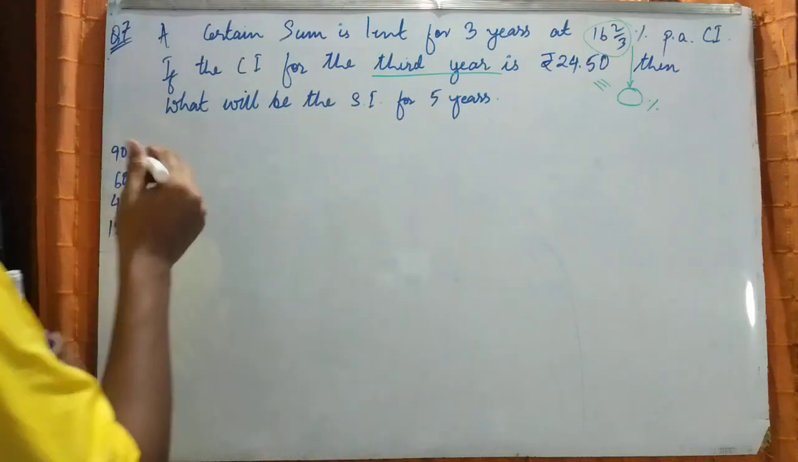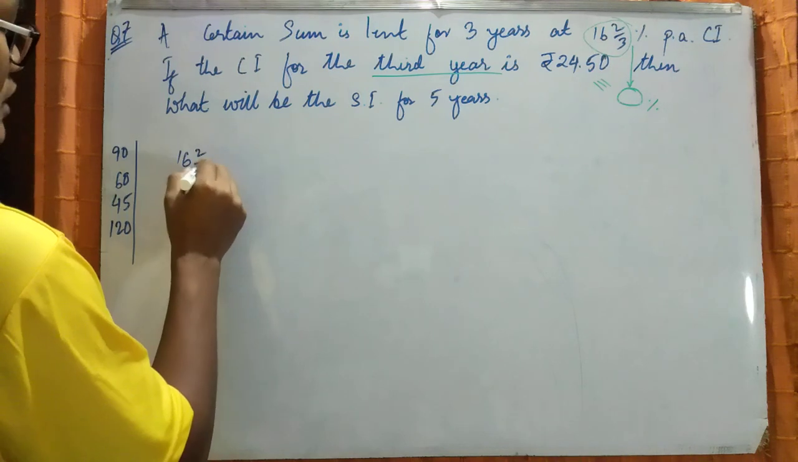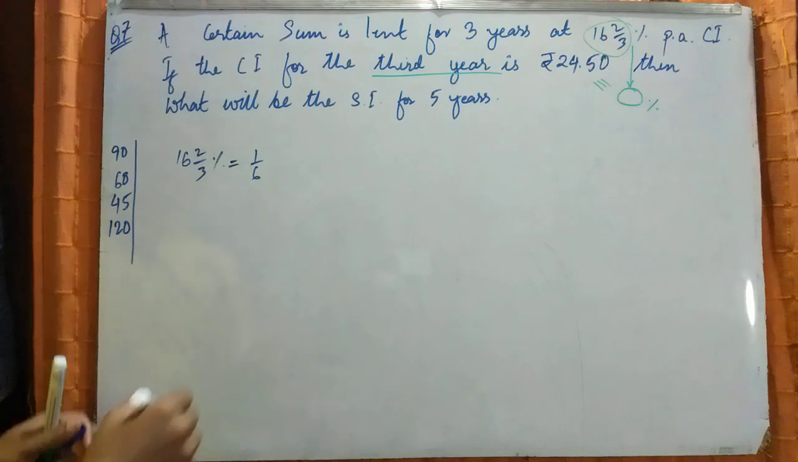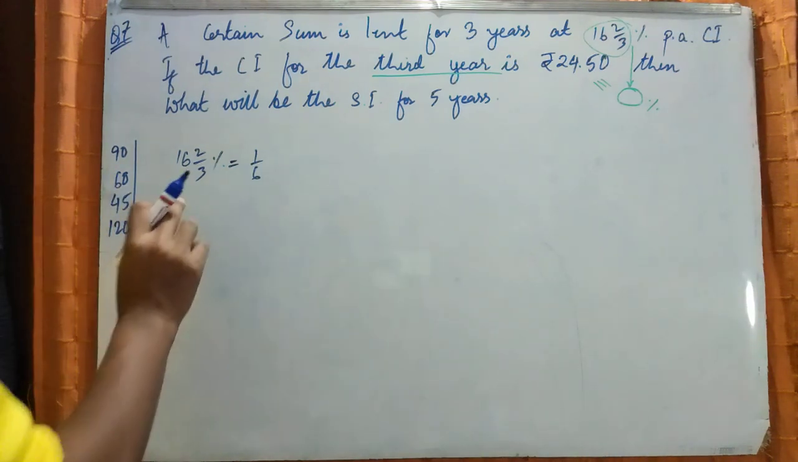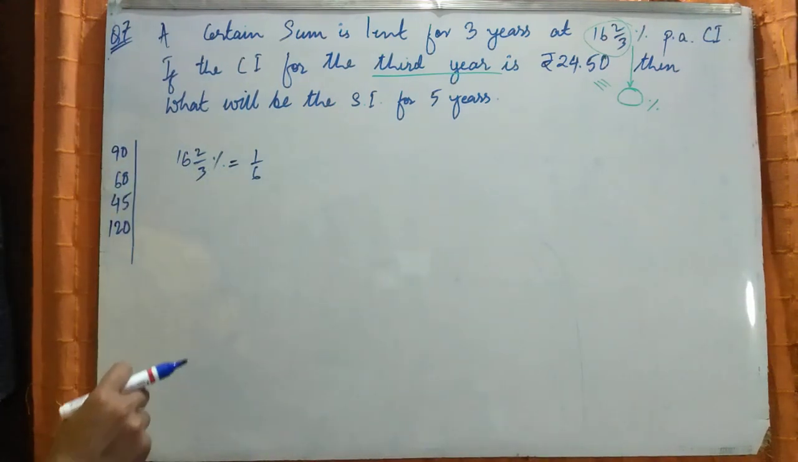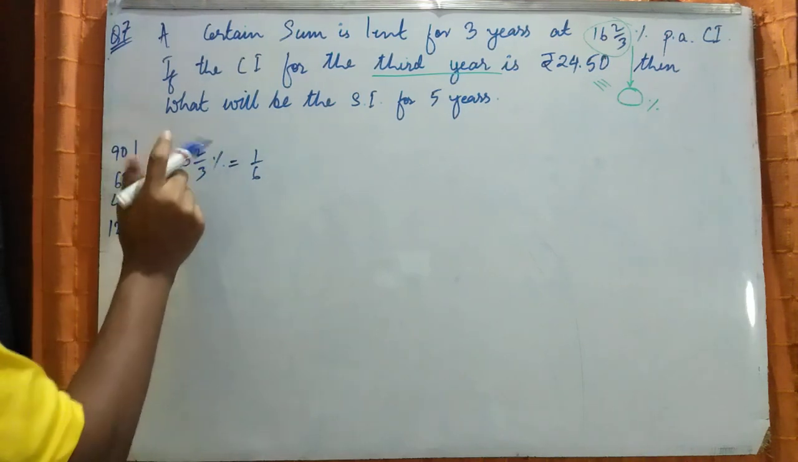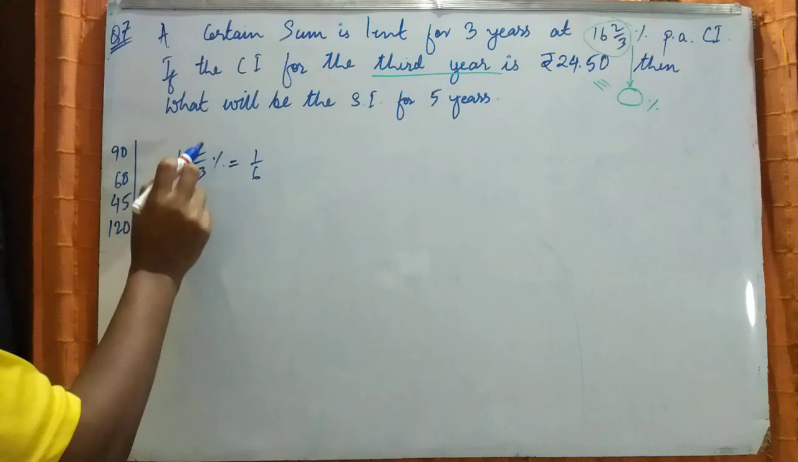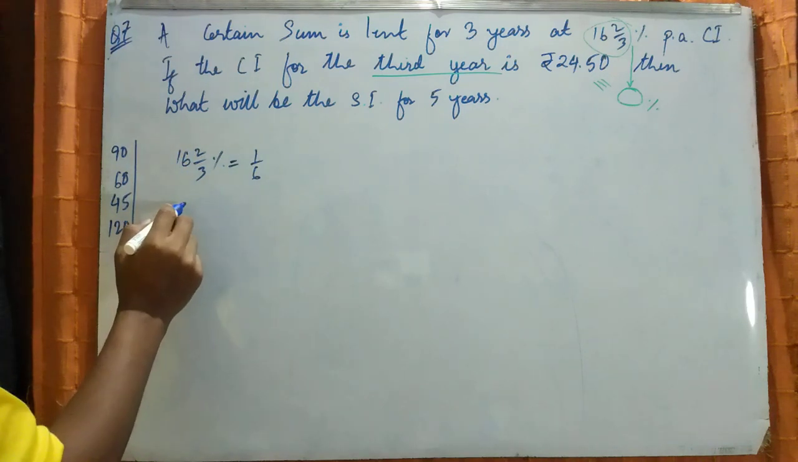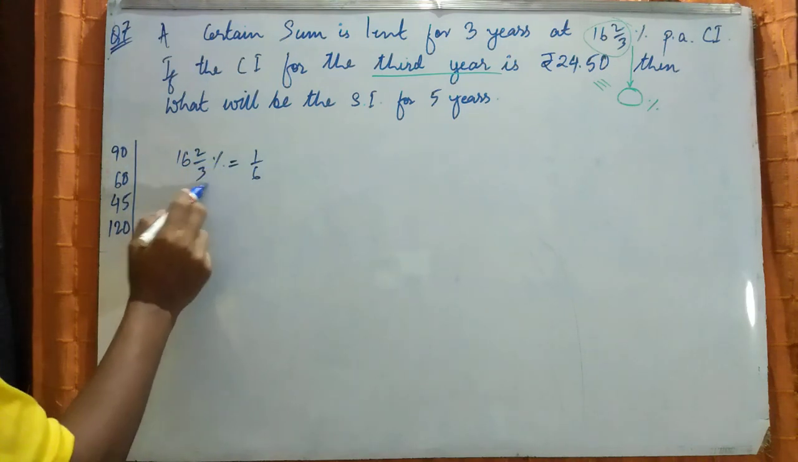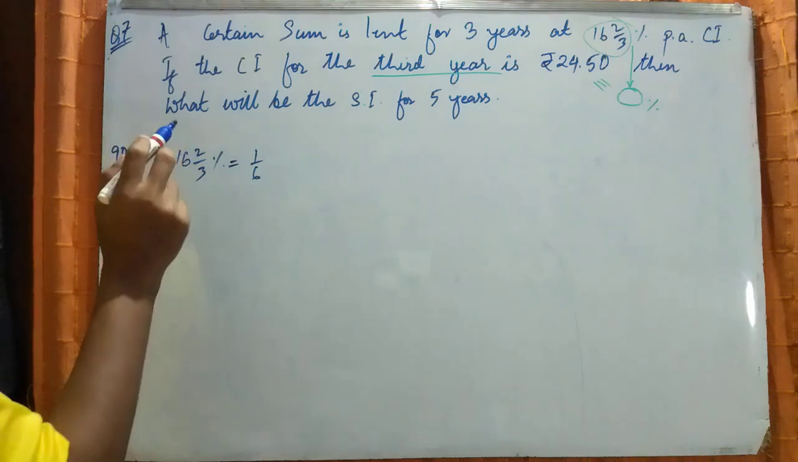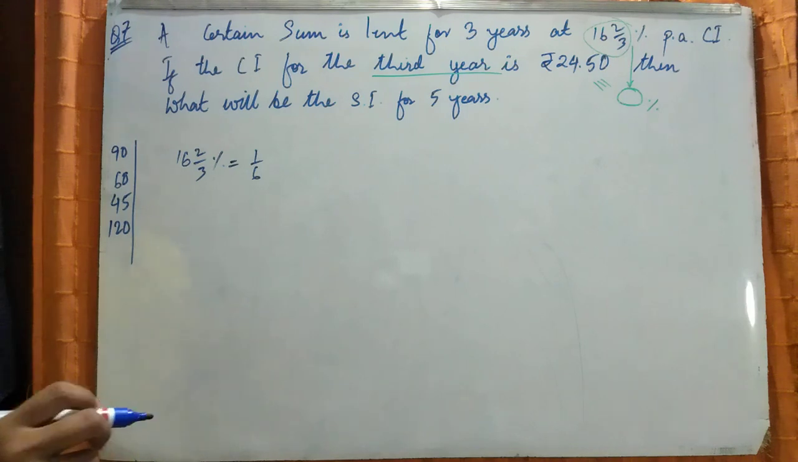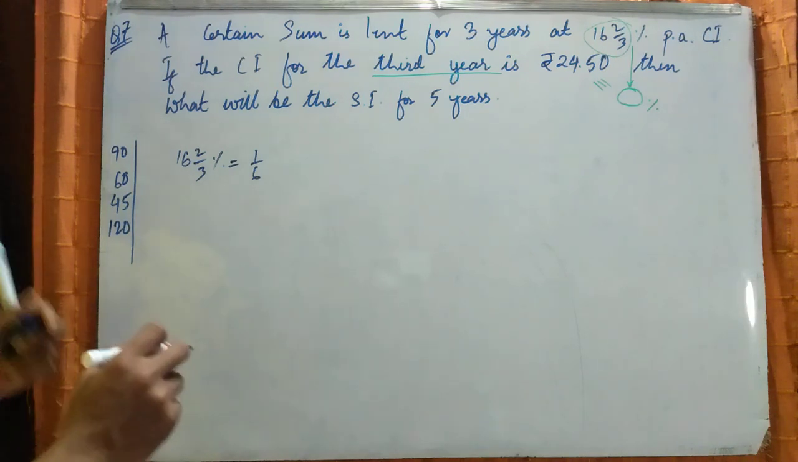The rate is 16 2 by 3%, which is 50 by 3 percent. Converting to a fraction, 50 by 300 is 1 by 6.